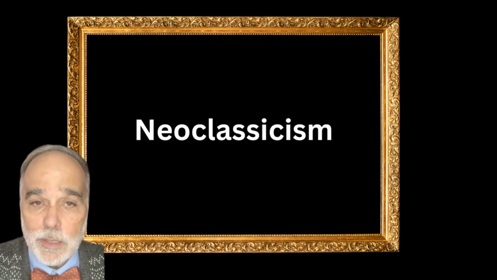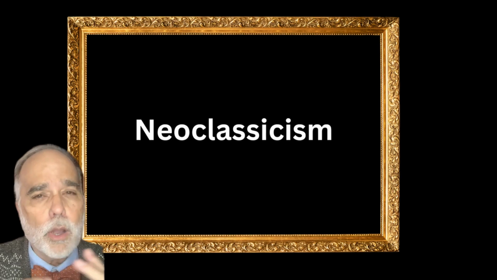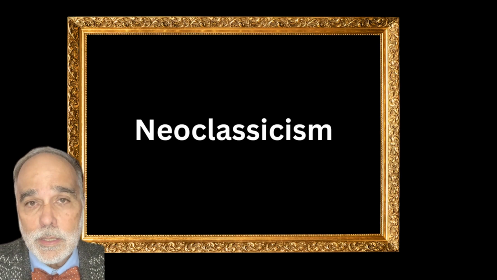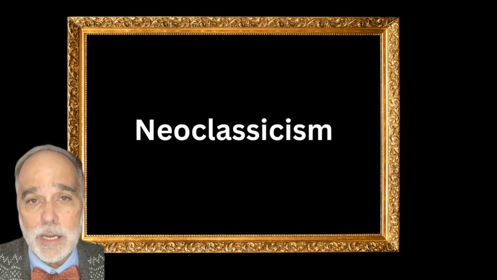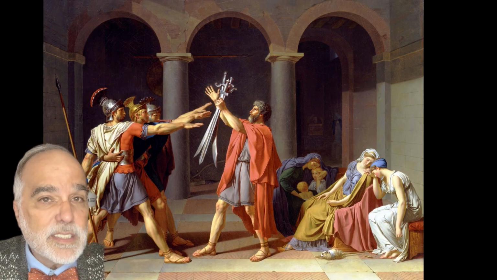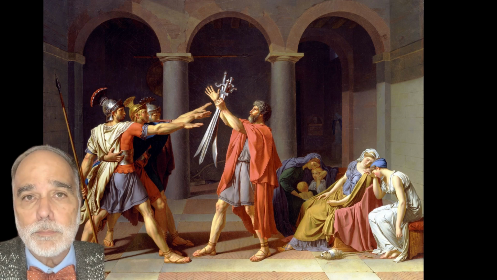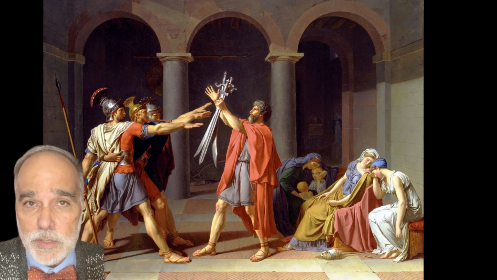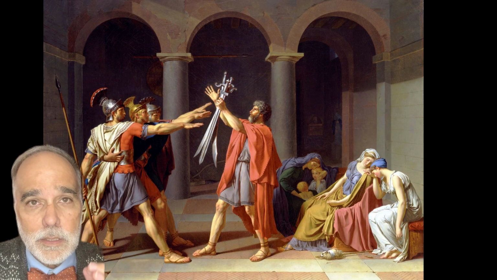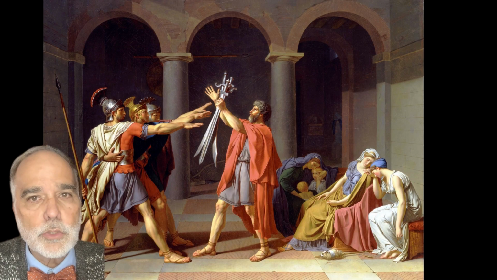Fast forward to the Enlightenment. Revolution is in the air, and artists look back to ancient Rome for civic virtue. This is the neoclassical era. Jacques-Louis David's Oath of the Horatii is disciplined, rational, and moral, duty above desire. Here, line is crisp, color restrained. Neoclassicism is about reason and order. It reflects the Enlightenment's faith in rational progress.